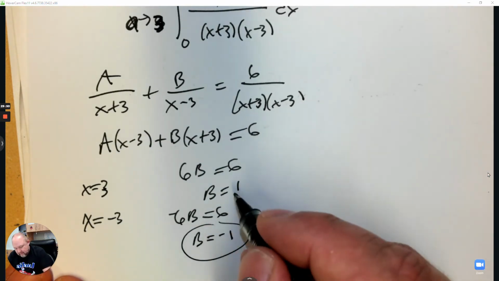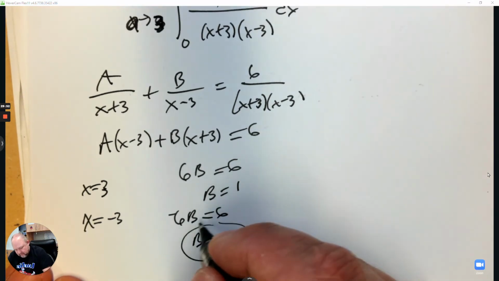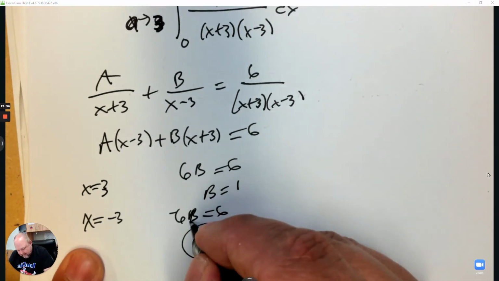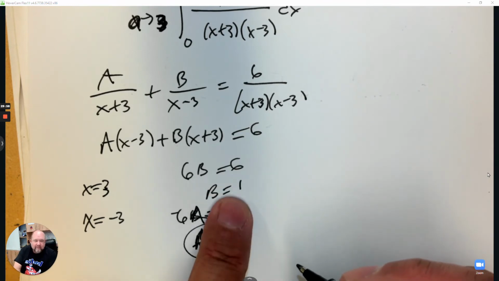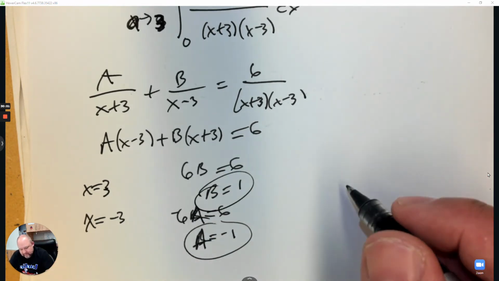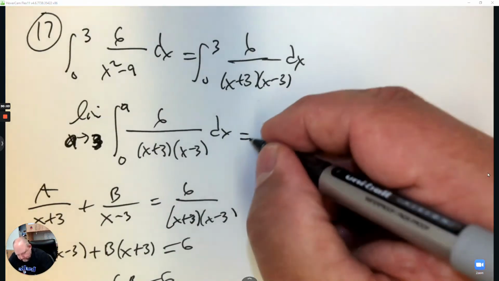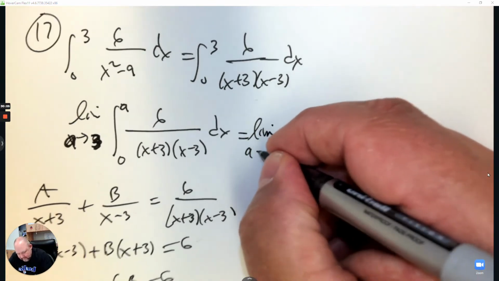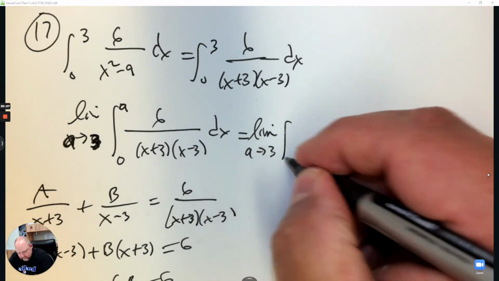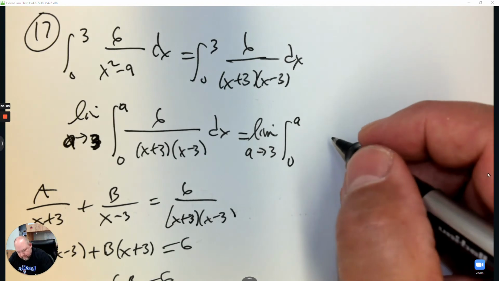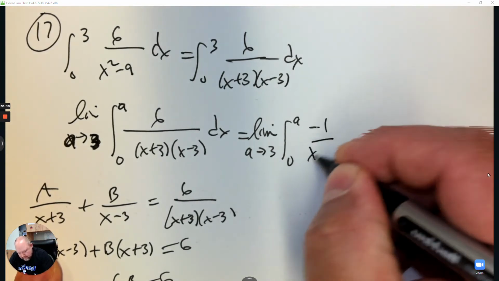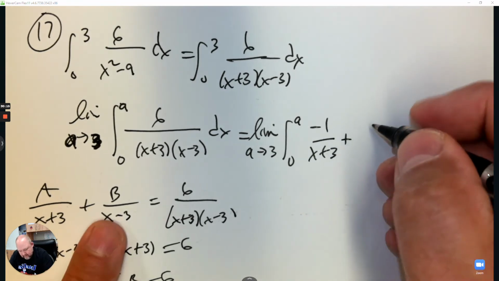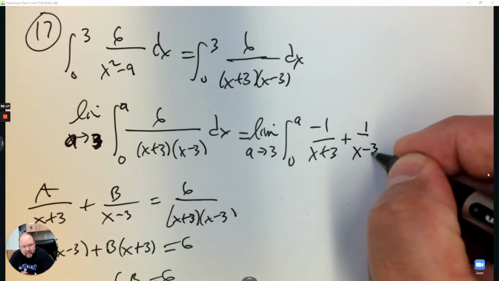So we're going to take these values. Oops, this should be a. So a is negative 1 and b is 1. So come back here. The limit as a approaches 3, and we have a is negative 1 over x plus 3, b is positive 1 over x minus 3.